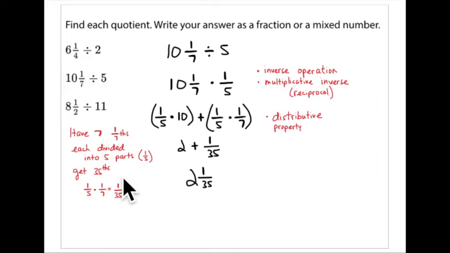I'm going to get 35 little pieces. So again, I have 7 things, so they're all sevens, and I divide each of those 7 things into 5 parts. 7 times 5 is 35, so I'm going to get 35ths. So 1/5 of one of those sevens equals 1/35.